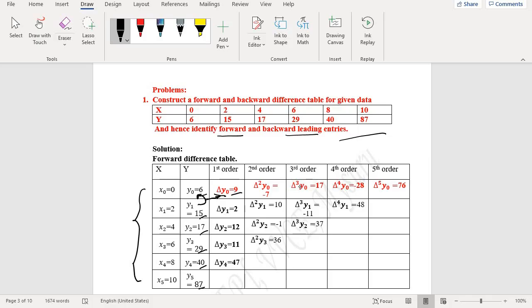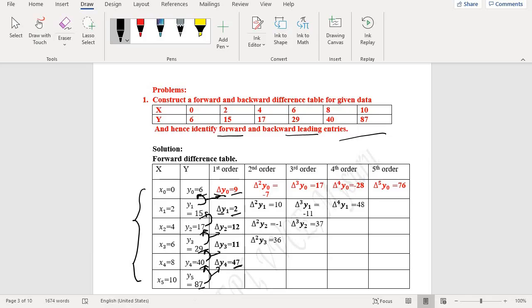So next, delta y1. The definition is y2 minus y1, that gives delta y1. Similar to that, y3 minus y2 gives delta y2. Similar to that, y4 minus y3 gives delta y3 and y5 minus y4 gives delta y4. And we can't find the last one, delta y5, because to find delta y5 I need y6, and there is no y6 here. So this is my last value of the first order forward difference.